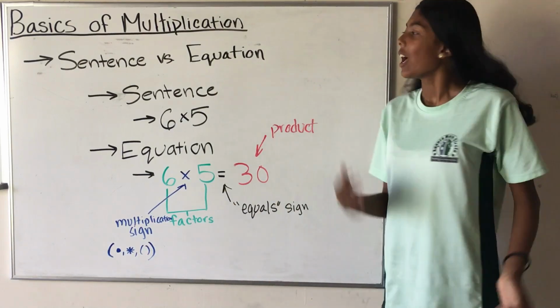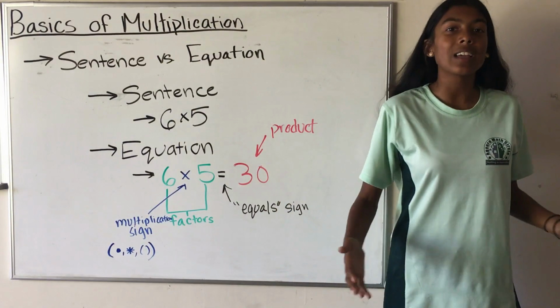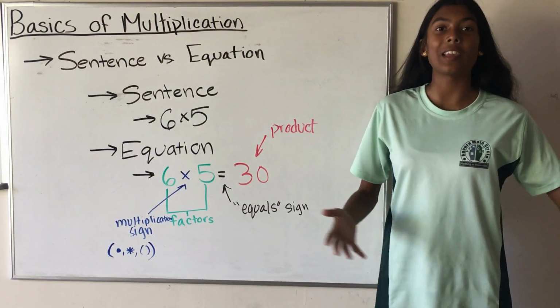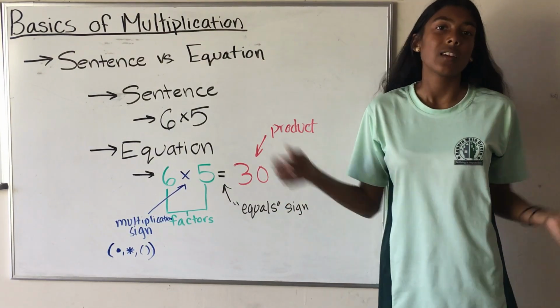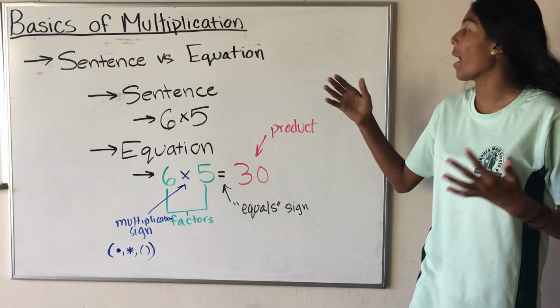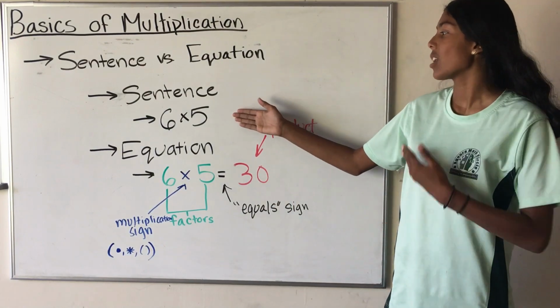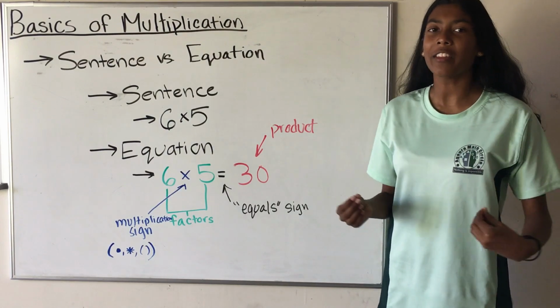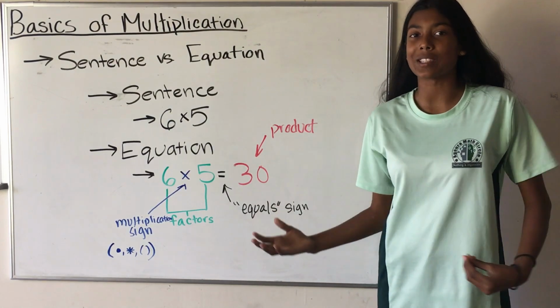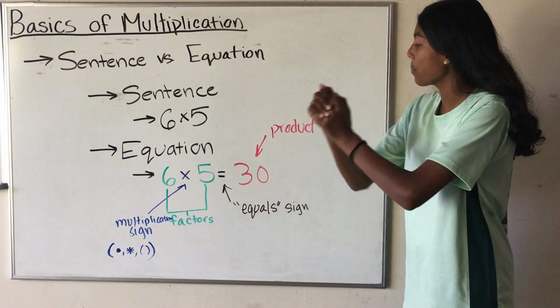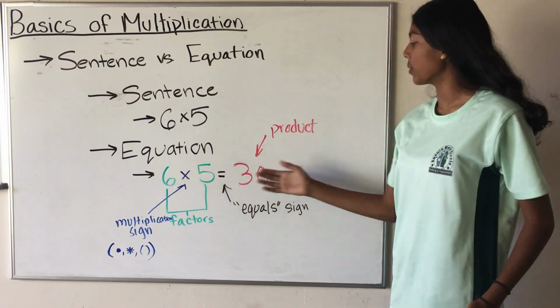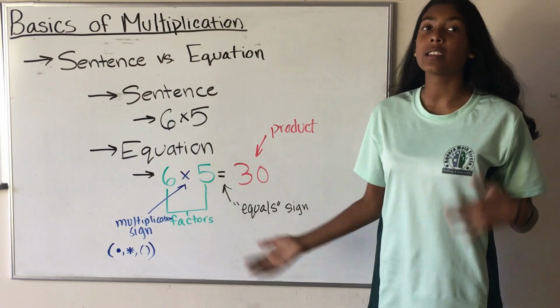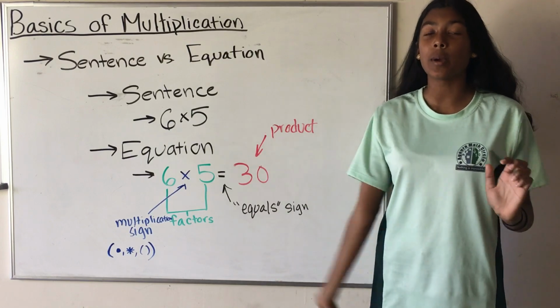So a math sentence is basically a math thing without an equal sign. For example, we have a multiplication sentence, which is 6 times 5, and that's it. However, on the other hand, an equation has an equal sign. For example, 6 times 5 equals 30. So that is an example of a multiplication equation.